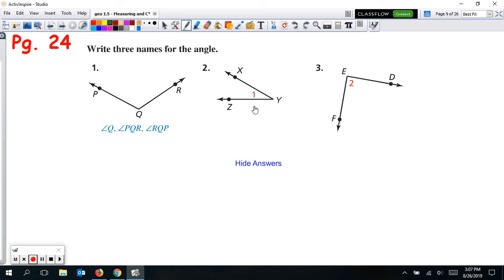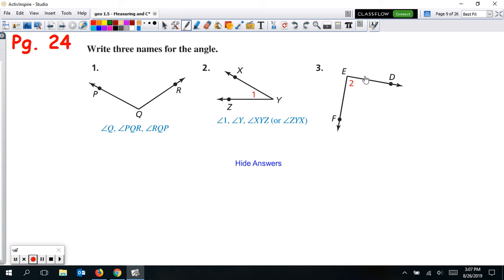Okay, so hopefully you paused it. You got the 4 different ways you can name this angle for number 2. So we could name it with just angle 1. We can name it as angle Y, or we can use the letters as long as we put Y in the middle, X, Y, Z, or Z, Y, X. So that's the 4 ways you could do it there.